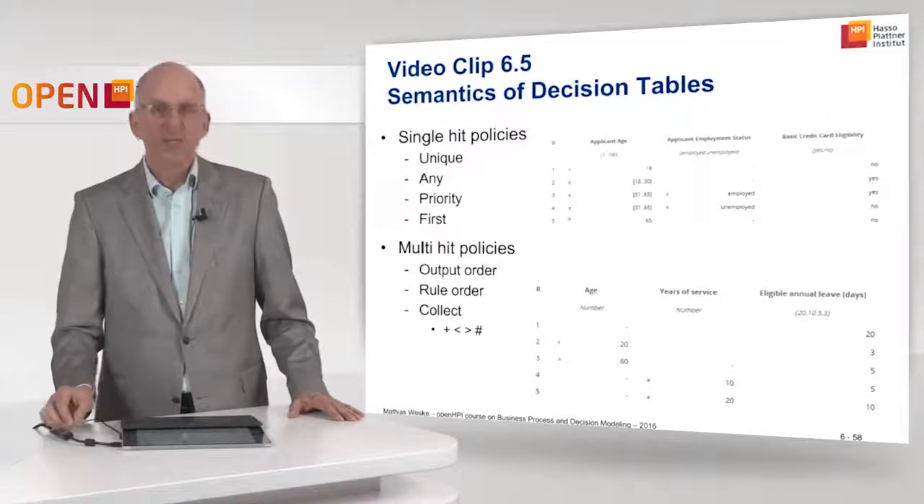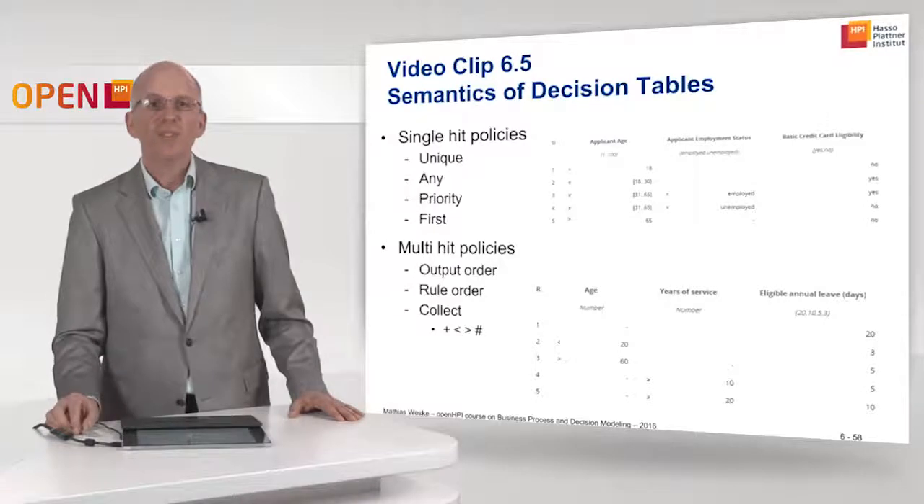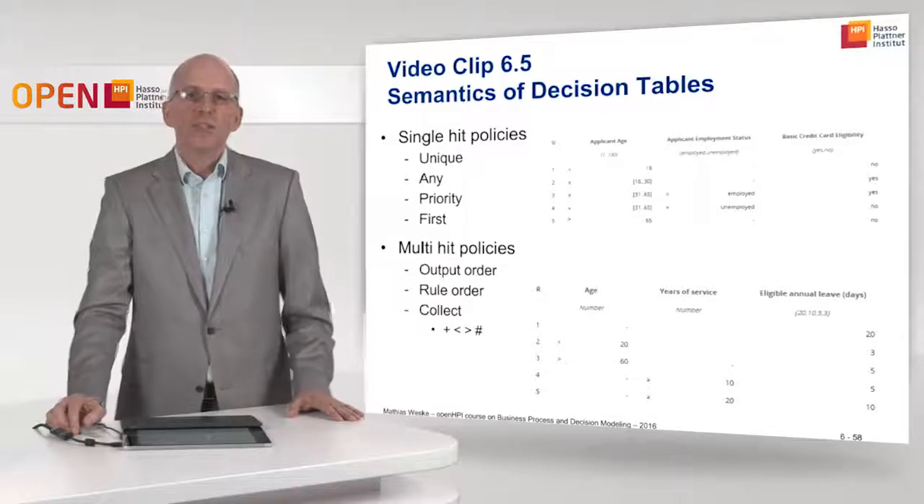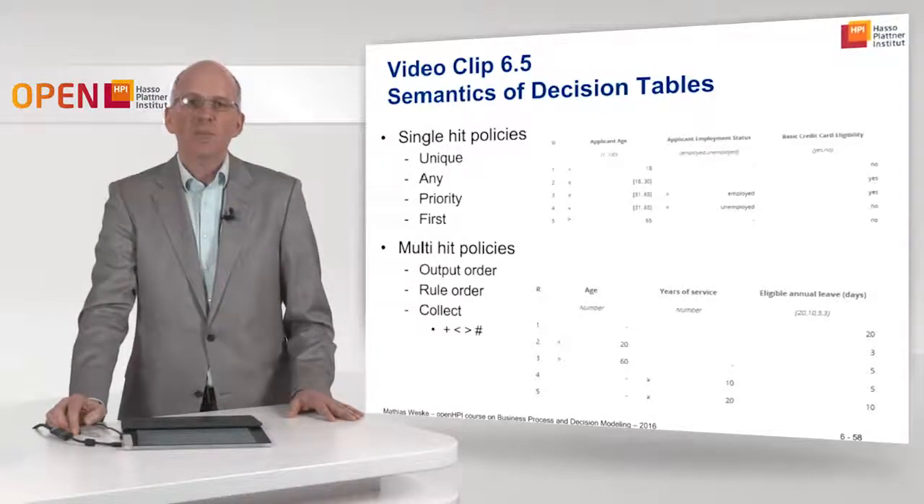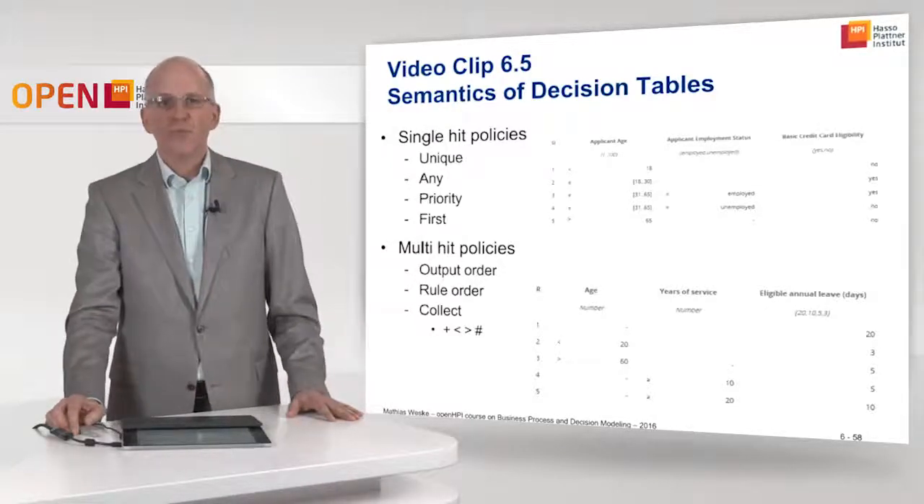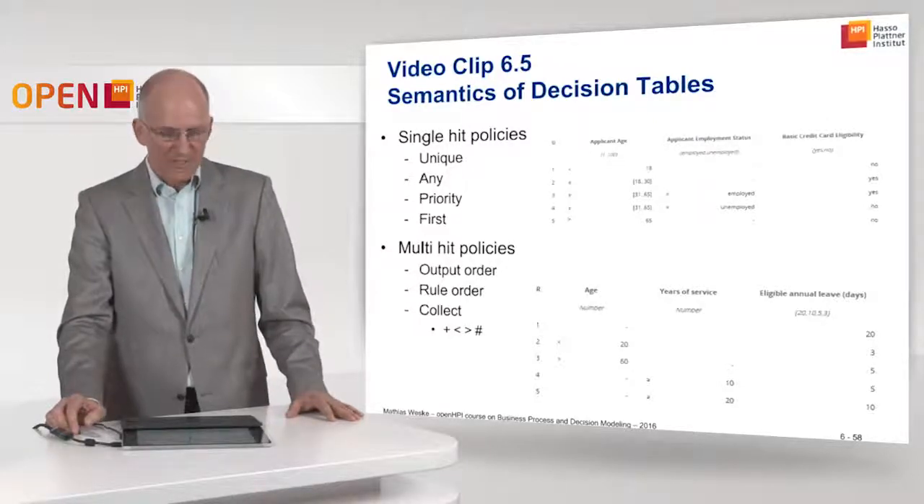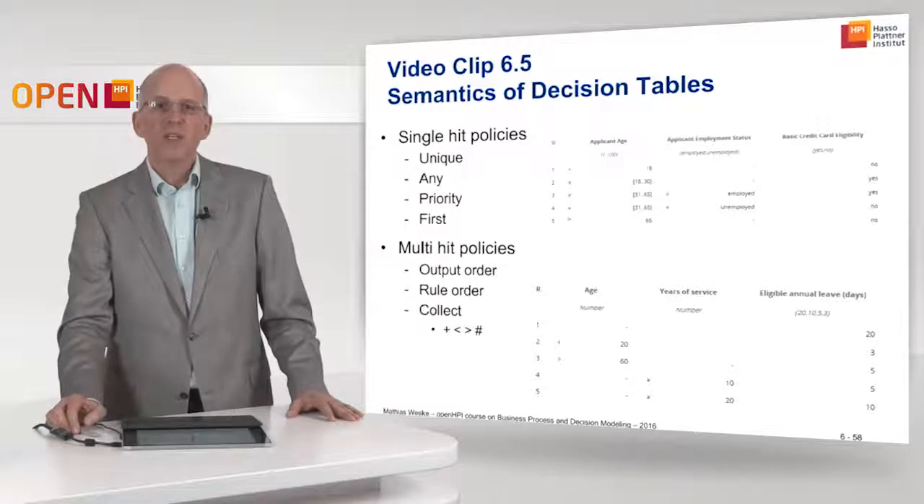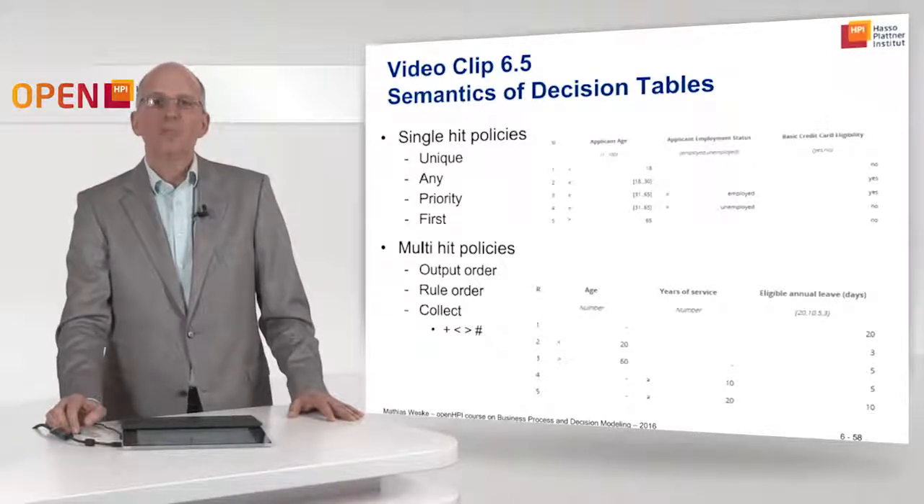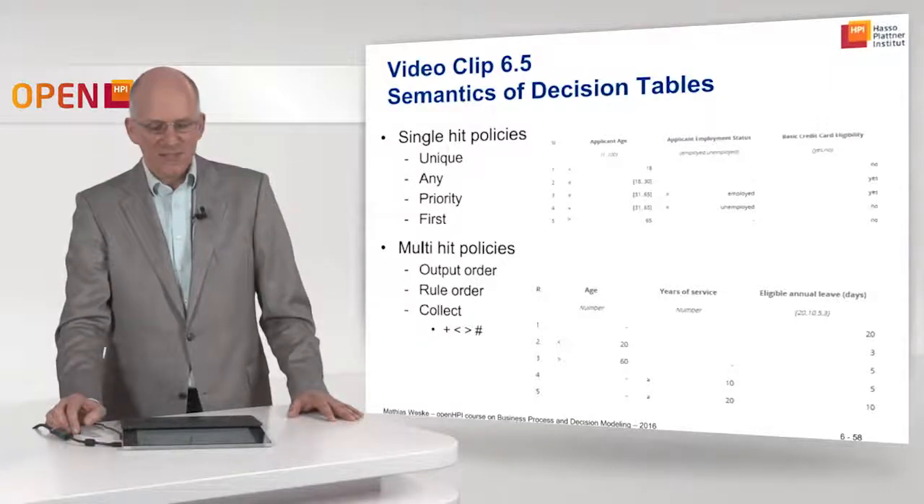This brings us to the end of video clip 6.5, in which we discussed the semantics of decision tables. We first looked at single hit policies, namely the unique, any, priority, and first hit policies. And then we moved on to the multi-hit policies, looking at the output order policy, the rule order policy, and the collect policy, where the collect policy is associated with a number of aggregation operations.